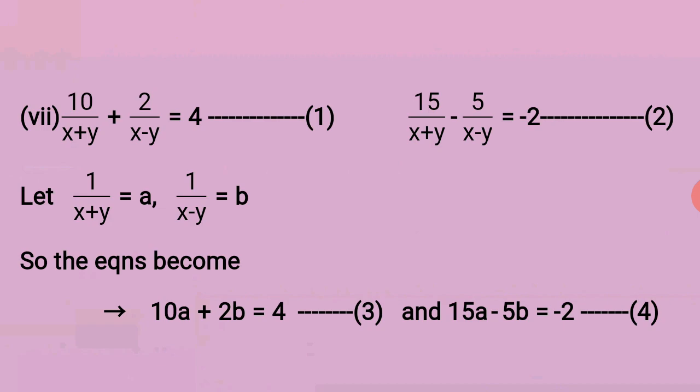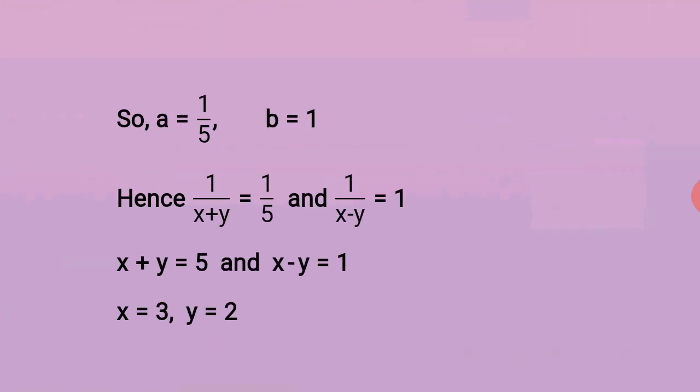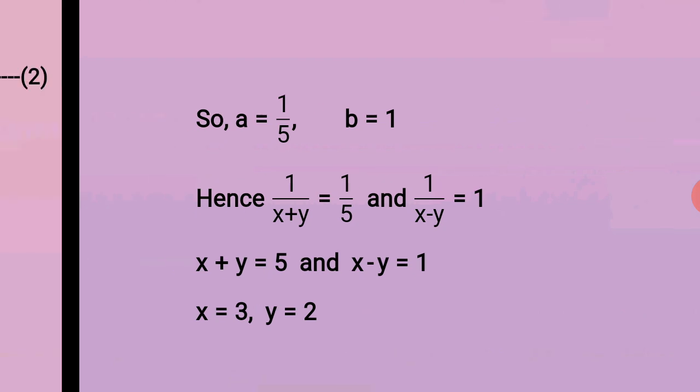Then comes the seventh sub question. Herein we are going to put 1 upon x plus y equal to a and 1 upon x minus y to be b. With the given substitution, you get the third and the fourth equations, which will be further solved for a and b and finally for x and y.